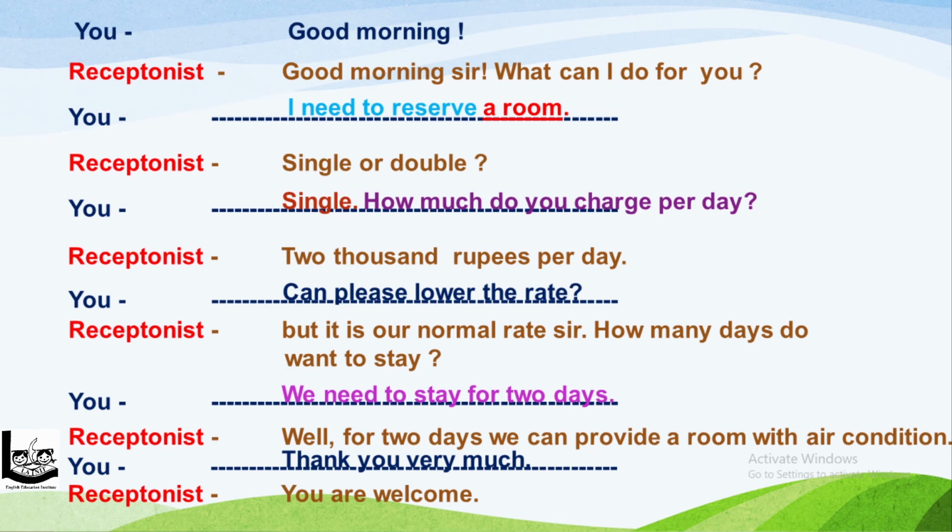Now we can read it. Good morning. Good morning, sir. What can I do for you? I need to reserve a room. Single or double? Single. How much do you charge per day? 2000 rupees per day. Can you please lower the rate? But it's our normal rate, sir. How many days do you want to stay? We need to stay for 2 days. Well, for 2 days we can provide the room with air condition. Thank you very much. You are welcome.